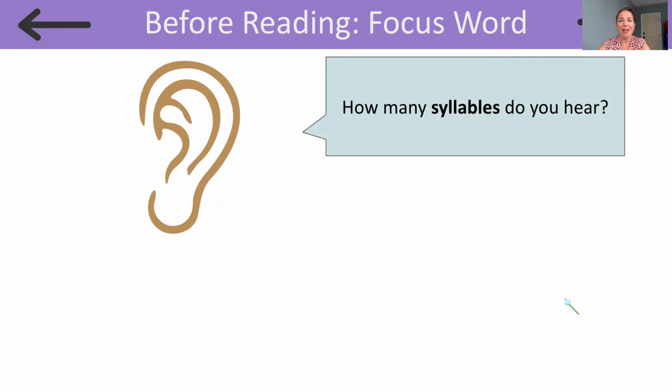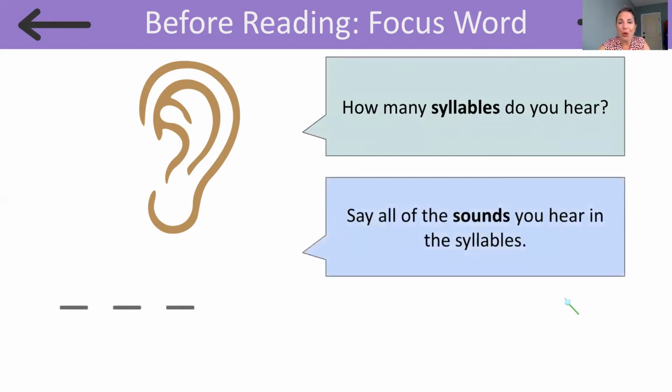Let's clap it out, readers. Map. Map. Yes, there's one syllable in the word map. Now, let's try and stretch out that word. What sounds do you hear in our focus word, map?